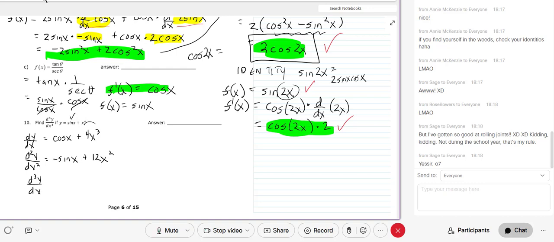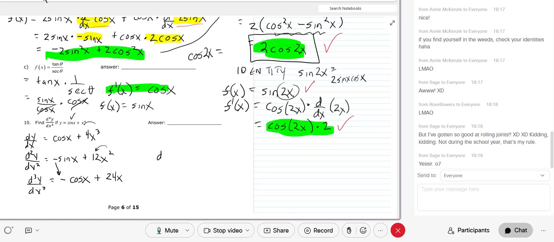So if you do the third derivative, the negative is a constant. That's really a -1, so it comes down. And then the derivative of sine we learned is cosine x. The derivative of 12x to the second by power rule would be 24x. And a problem like this, I'd be giving you partial credit for each step in the process.